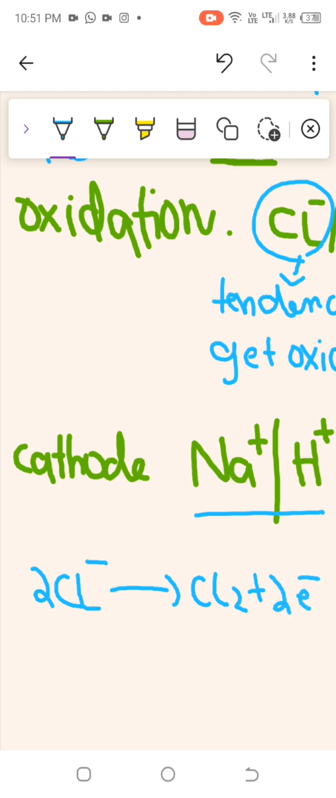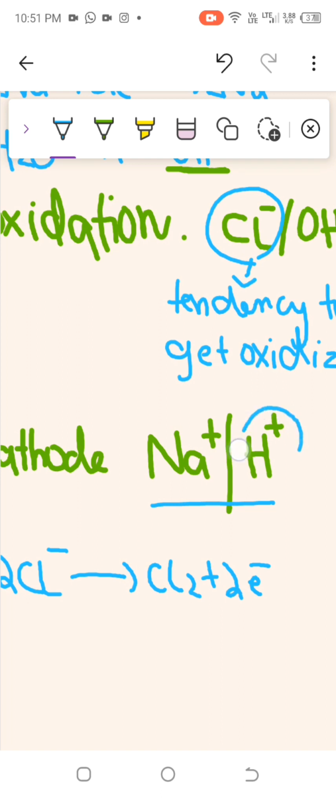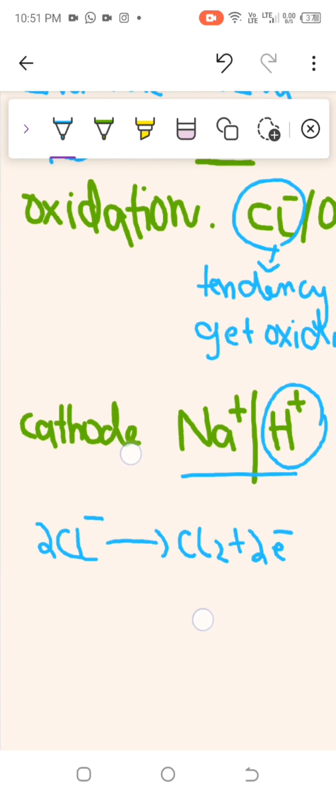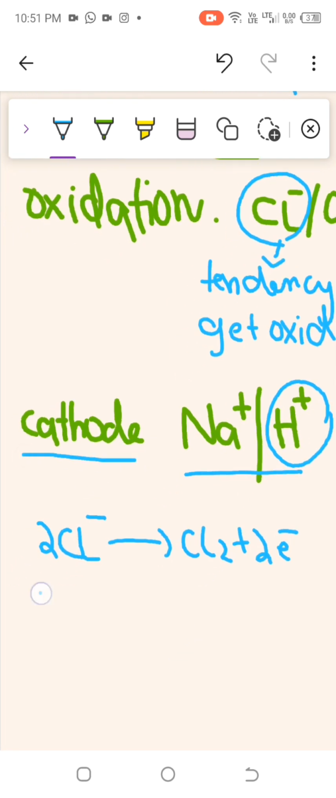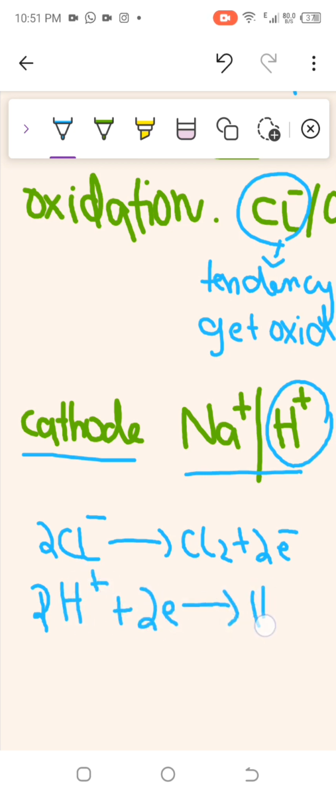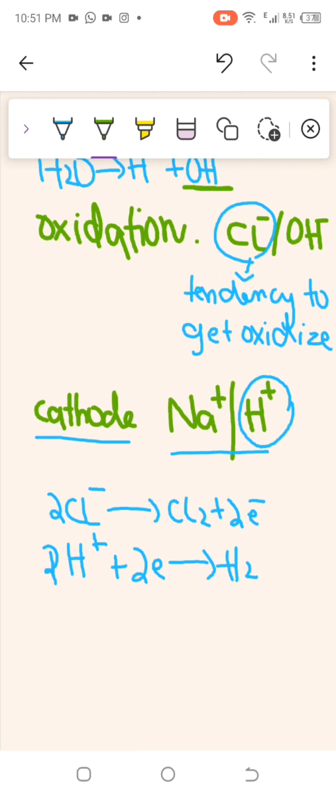Again, here you can see in the cathode H positive has a tendency to be reduced. H positive के पास ज़्यादा tendency है reduce होने की. So this means from this cathode reaction H positive will go. So here we have 2H positive plus 2 electrons give H2, reduction takes place, right? So I think these both are clear. It will be further clear.